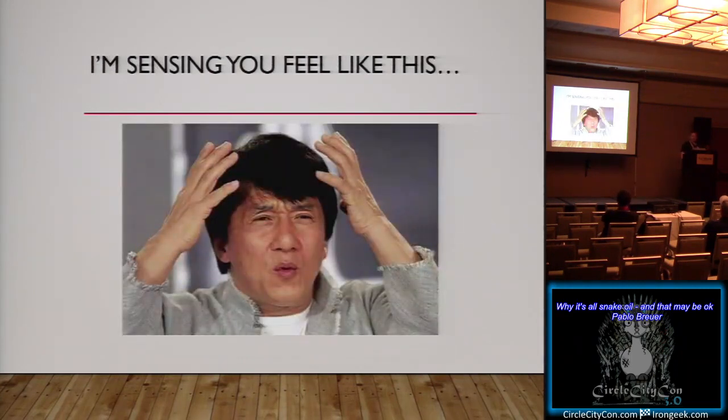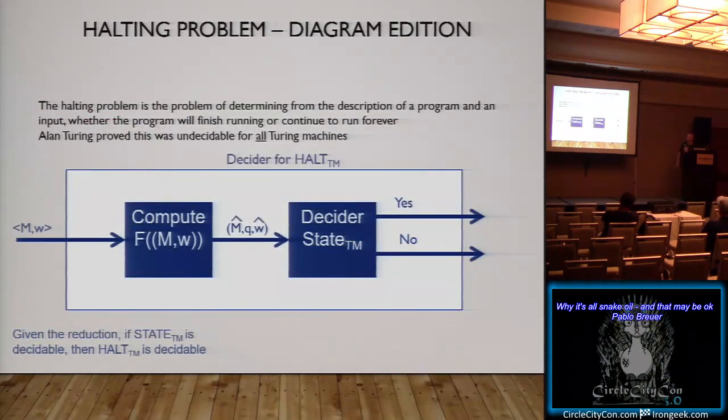What does that mean? No, nobody? Okay. All right, let's try it. Let's try a picture. So there it is. There's your computation machine. There's your input, your machine M, and your sigma, and it's going to go through and compute, and it's going to solve whether it stops or not.